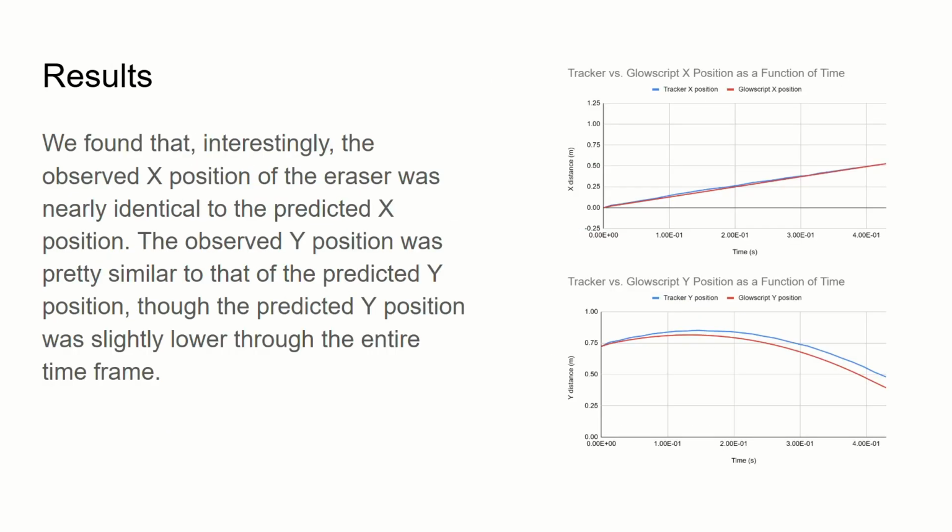So we found that the observed x position of the eraser was nearly identical to the predicted x position, which I thought was pretty interesting. The observed y position, however, was definitely higher than the predicted y position, although it was still pretty similar.